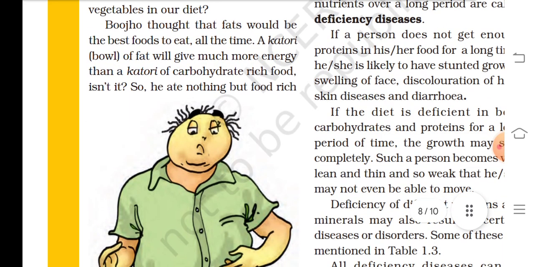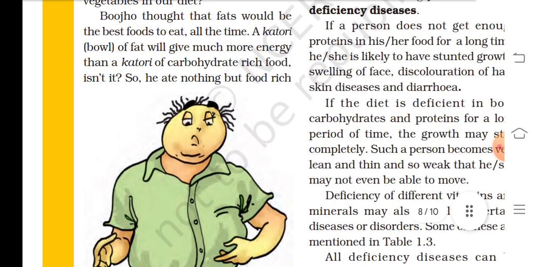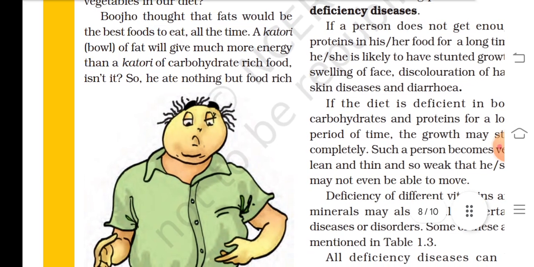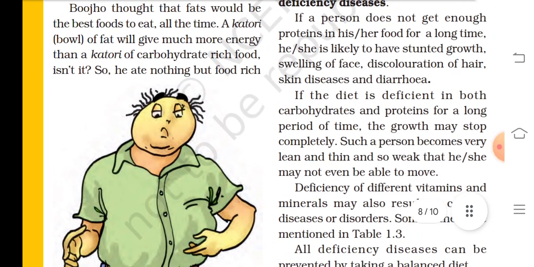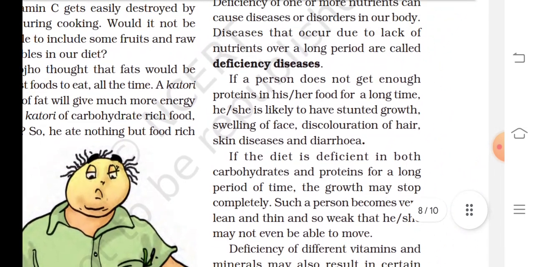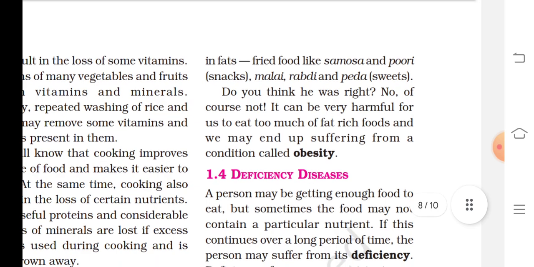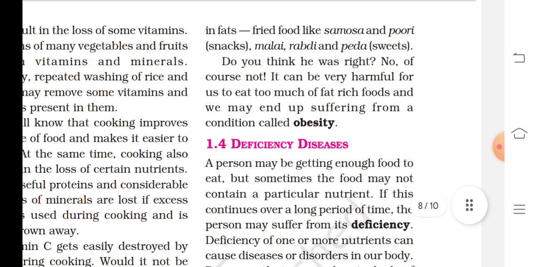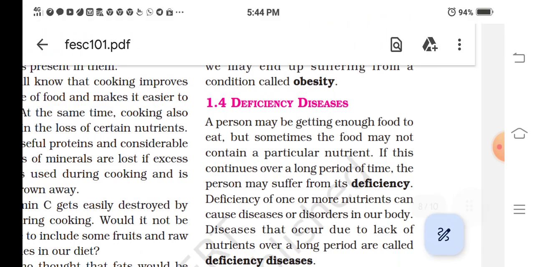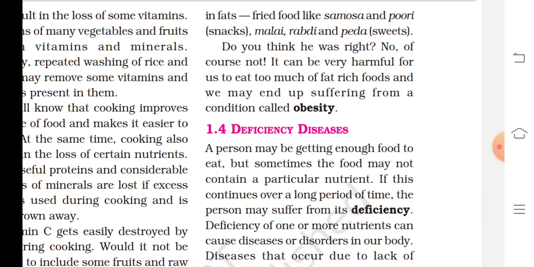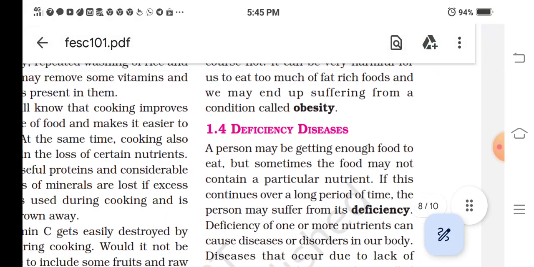Benjo thought that fats would be the best food to eat all the time, and that a katori of fat will give him much more energy than a katori of carbohydrate-rich food, so he ate nothing but fat-rich food. In fact, fried food like samosa and puri, snacks, malai, roti, peda, sweets. Do you think he was right? No, of course not.